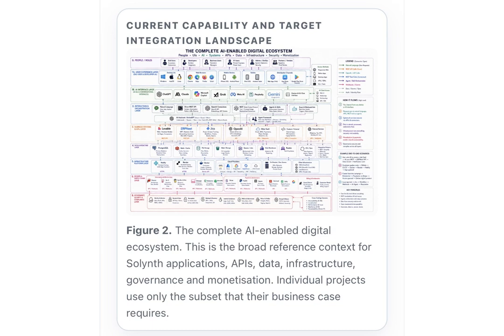It shows the reference landscape, the full palette, not a claim that every named component has already been built or contracted. Any individual project draws only on the subset that its own business case actually requires.